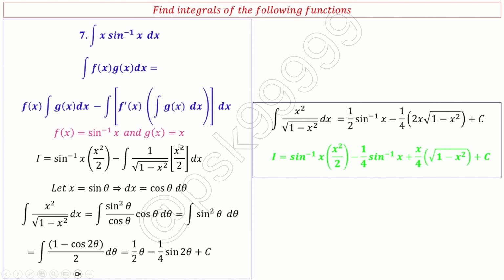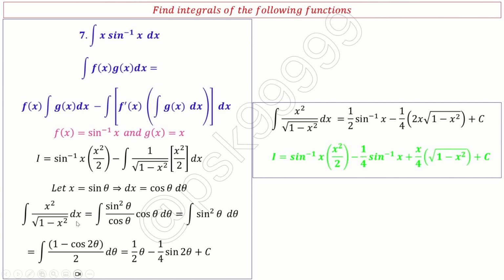So this one is simple. I take x as sin theta, then my dx is nothing but cos theta d theta. So I am left with integration of x square by square root of 1 minus x square, which is nothing but sin square theta into cos theta by cos theta d theta, which is sin square theta. Sin square theta I can write as 1 minus cos 2 theta by 2 d theta, which is nothing but 1 by 2 theta minus 1 by 4 sin 2 theta plus c.